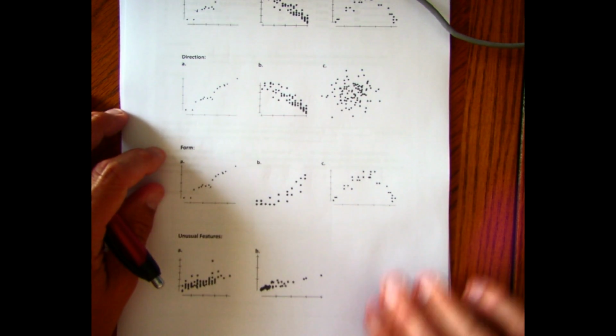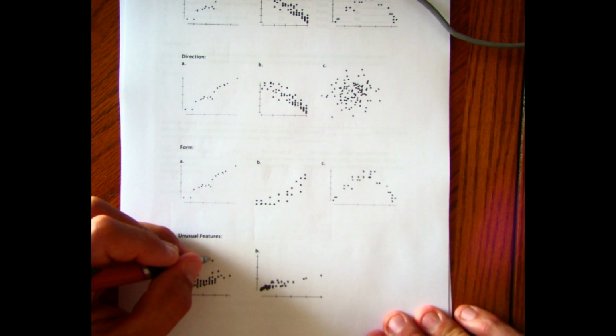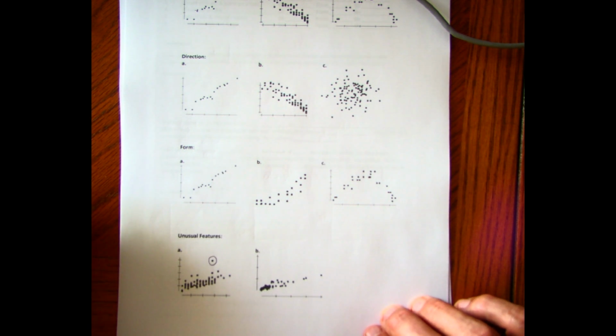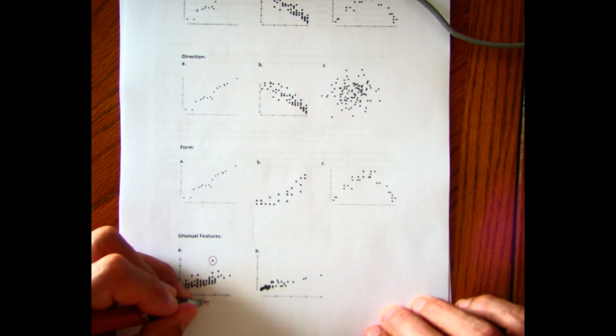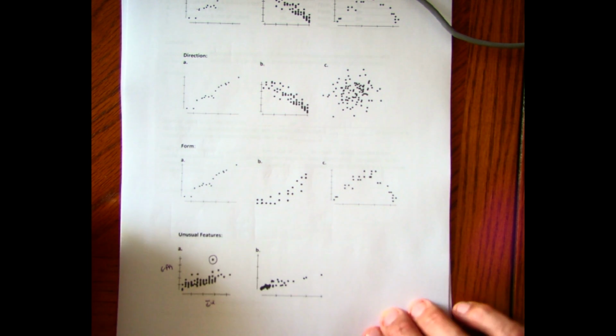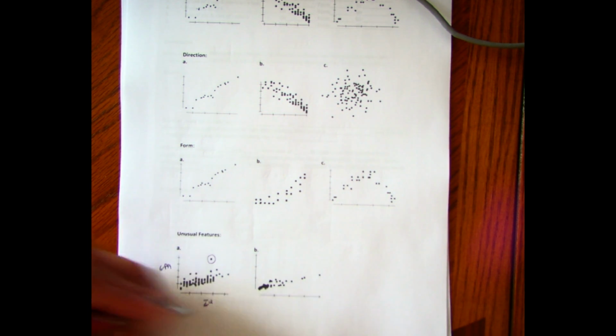Unusual features. We have an outlier. So that person right there. So let's say that if we were comparing IQ to GPA, that person has an unusually high GPA for their IQ.